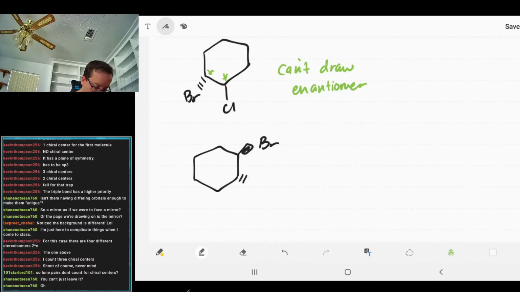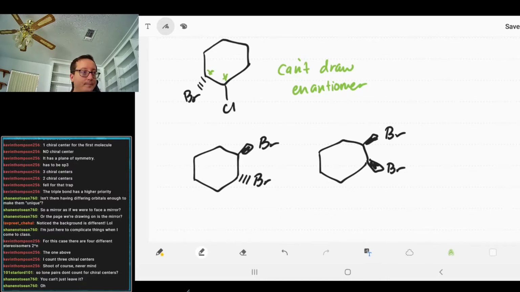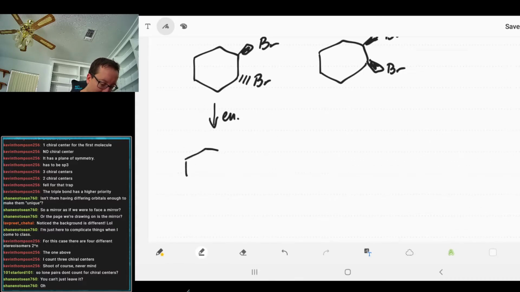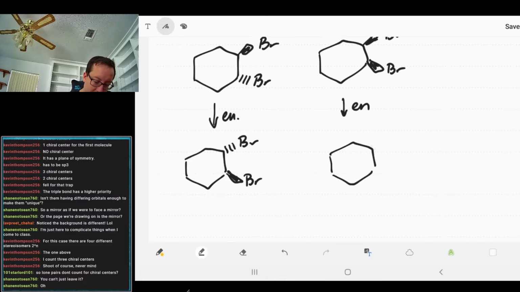Remember before we had our cis and trans dibromocyclohexanes? We're going to see we have relationships here. If I draw the enantiomer of this one, I'm going to flip everything. So the wedge becomes a dash, and the dash becomes a wedge. If we're to draw the enantiomer of this one, they both become dashes.